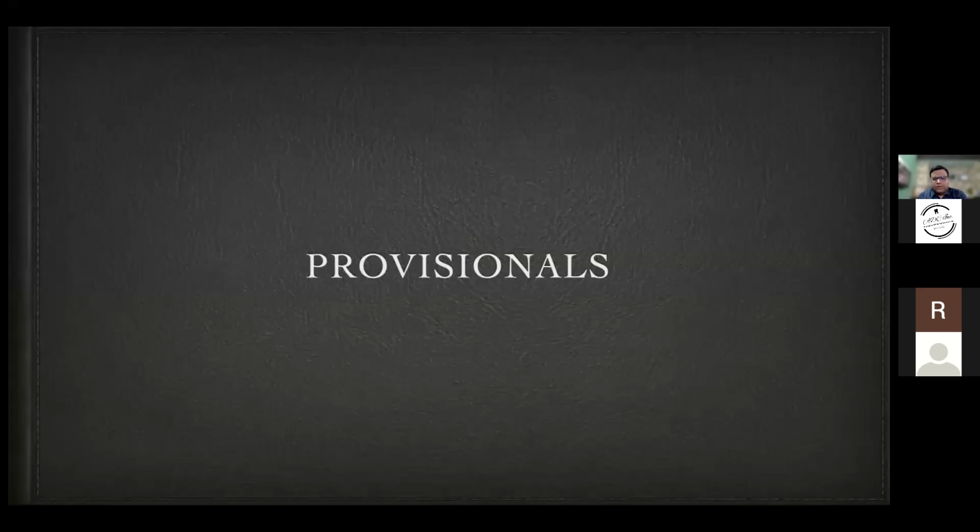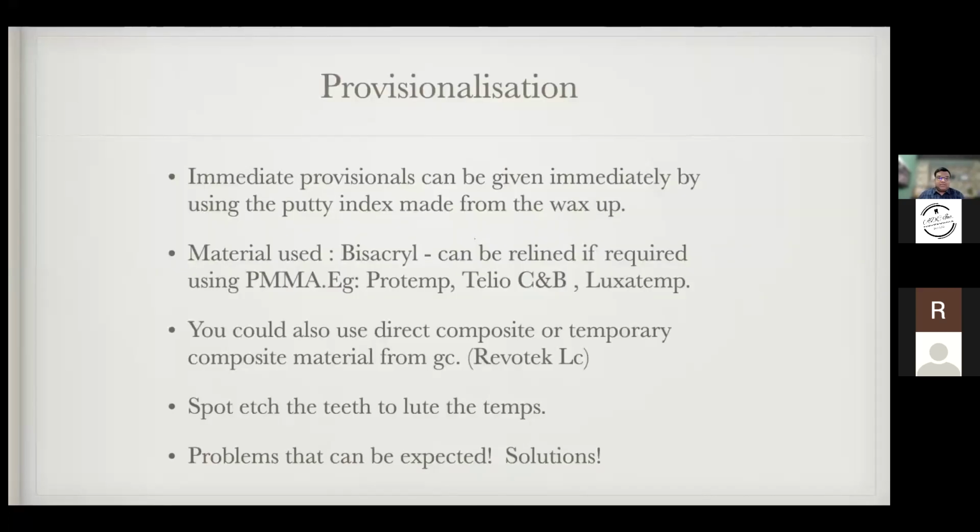If you're looking to give provisionals, and you should be giving provisionals in these cases, immediate provisionals can be made by again using the same putty, filling it with Pro-Temp and giving it as a provisional this time, as a temporary. I just left the material Pro-Temp. You also have Luxa-Temp, which is also very good.